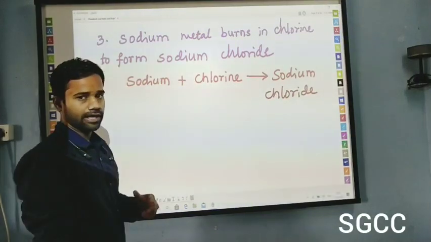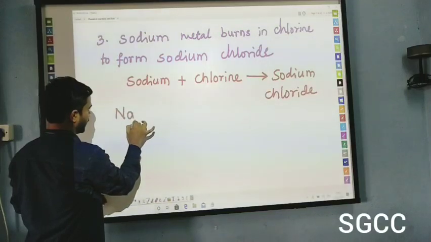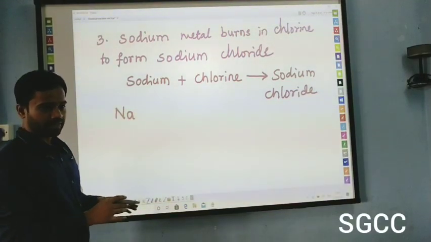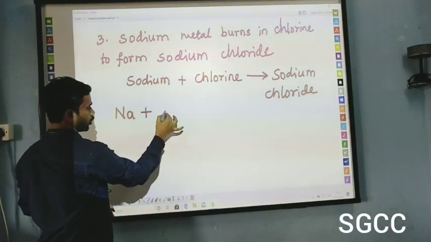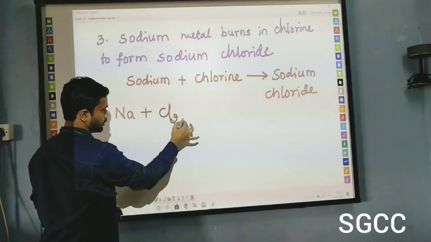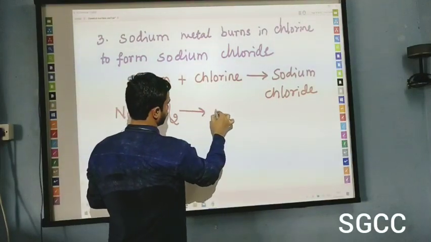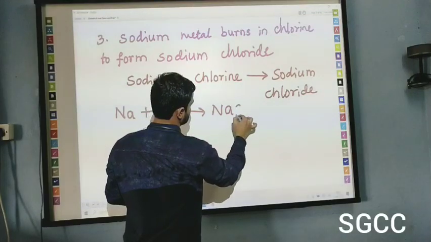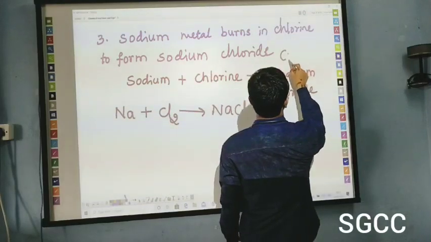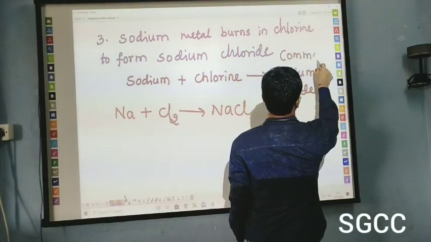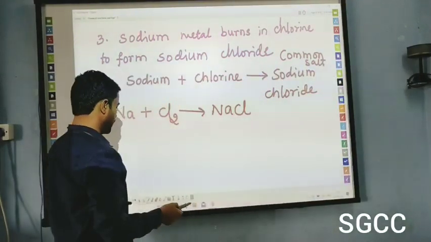Let me write it in elemental form. Sodium can be written as Na, capital N, small a. What is chlorine? Chlorine is a halogen gas. We always write it as Cl2. What about sodium chloride? It is written as NaCl. You already know that. It is known as common salt or table salt.